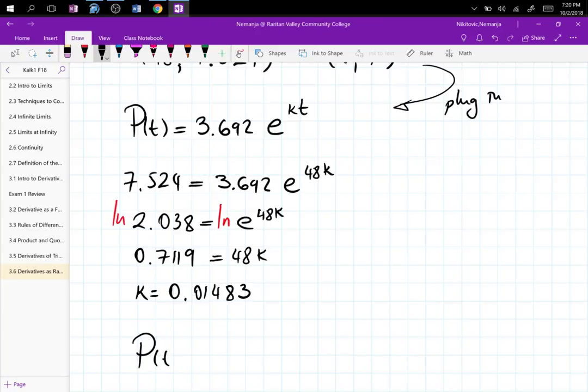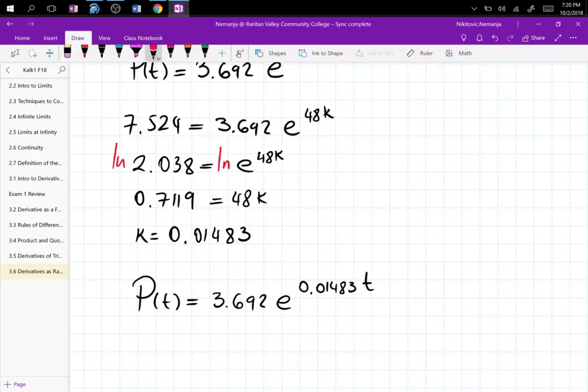So now my mathematical model P of t, this is all pre-calc 1. P of t is 3.692 e to the 0.01483 t. This is what we call a mathematical model.